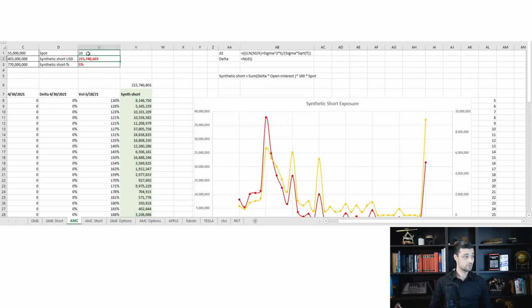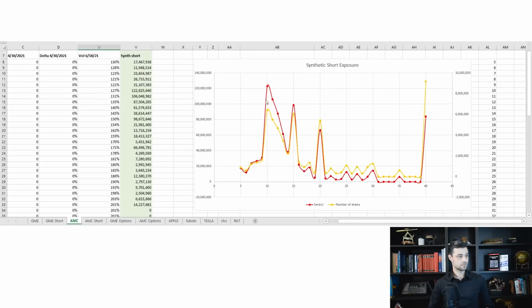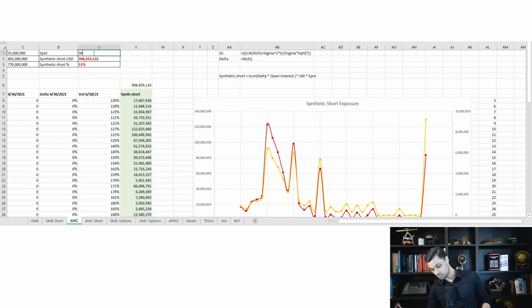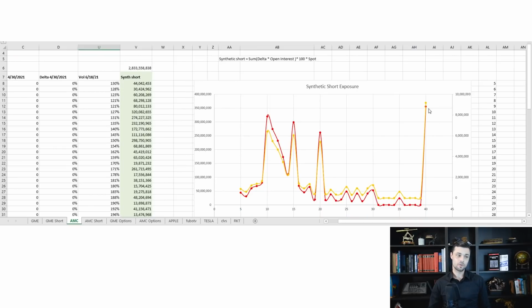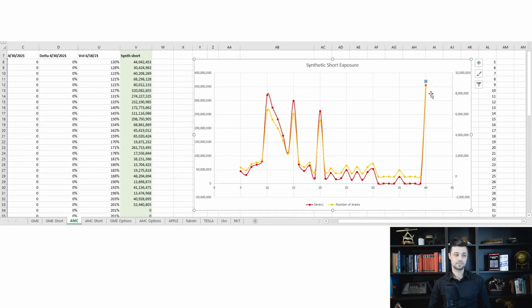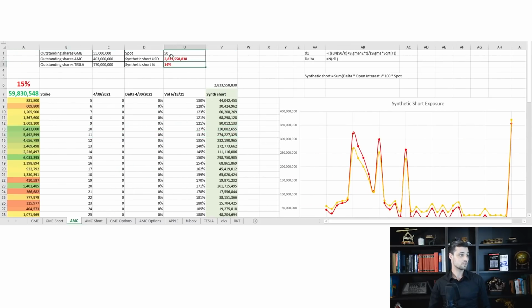But imagine that we go, for example, to 20, and you're going to understand what is a gamma squeeze. See how it changes. So this one has not changed much, but this one has increased. The yellow curve has not moved at all. And now let's imagine we go to 50, for example. Now you can see that basically the red curve is converging towards the yellow curve here, and that the maximum exposure is going to come from this 40 strike. And the synthetic short is going to grow from 5% to 15%. It's going to converge towards this number because all the delta is going to converge to 1.